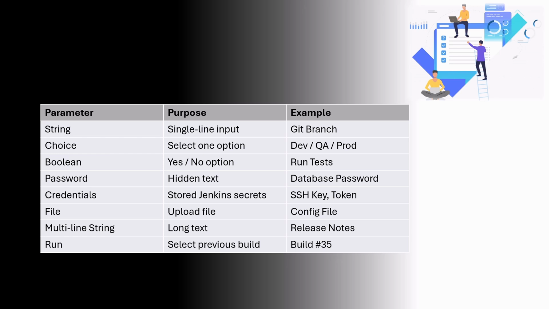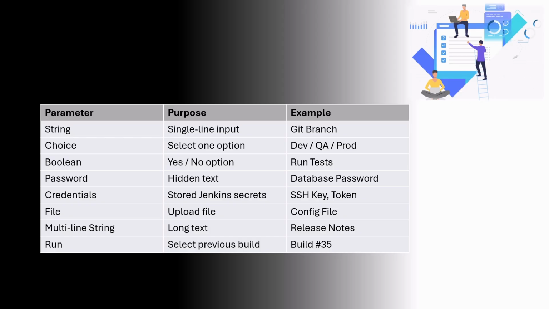Long descriptions are handled with a multi-string parameter, and when we need a reference to an earlier Jenkins build, we use a run parameter. So by choosing the appropriate parameter type, we make our pipeline more flexible, interactive, secure, and easier for users to operate without modifying the Jenkins file itself.